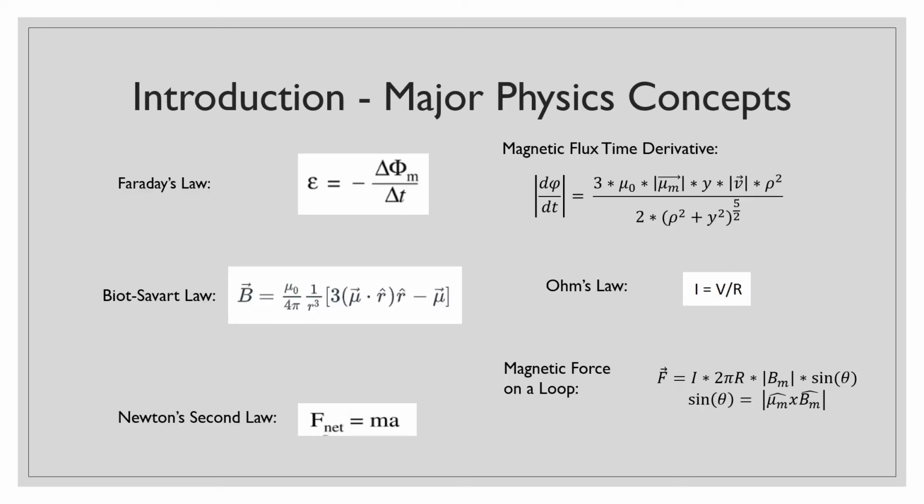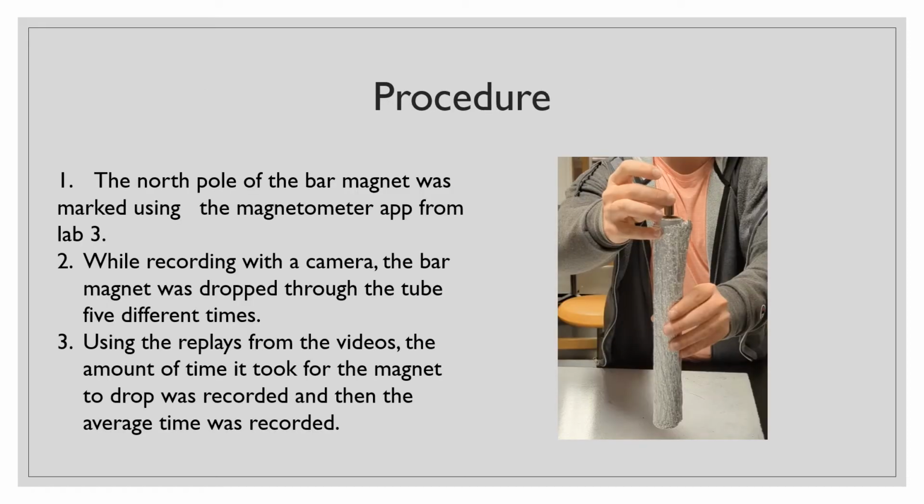The major physics concepts involved are Faraday's law, which is used to find EMF, Biot-Savart's law, which is used to find the magnetic field from a dipole, Newton's second law to find the net force, the magnetic flux time derivative specific to this lab, Ohm's law, which is used to find current, and the magnetic force on a loop as shown below.